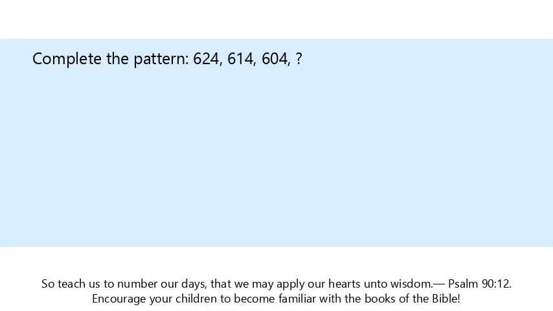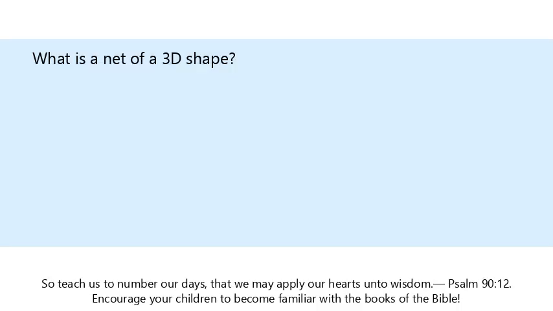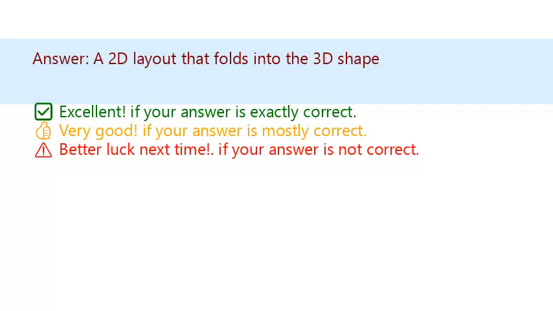Complete the pattern: 624, 614, 604. Answer: 594. What is a net of a 3D shape? Answer: a 2D layout that folds into the 3D shape.